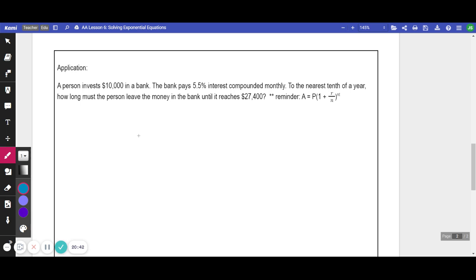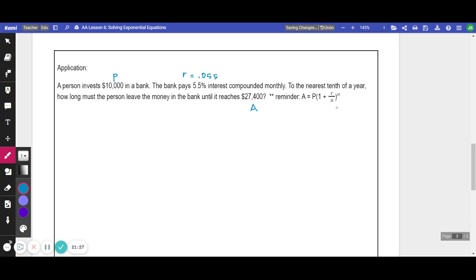So it says a person invests $10,000 into a bank account. The bank pays 5.5% compounded monthly. To the nearest tenth of a year, how long must they leave the money in the bank to have $27,400? So as a little reminder, this was the equation we used. A was your final amount, so that's going to be the $27,400. P was your principal. That means how much did you start with? How much did you initially invest? That was $10,000. R is your rate, so 5.5%, but we need to write it as a decimal, which is 0.055.